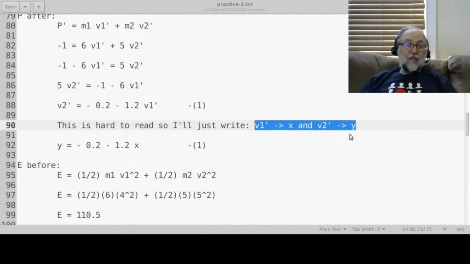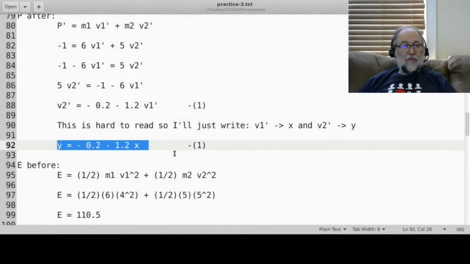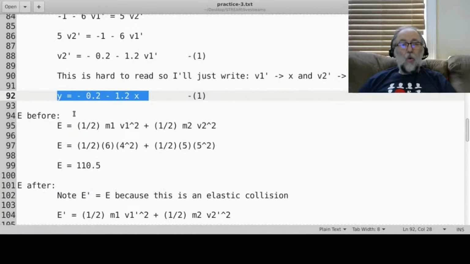I don't know why I called it X and Y. Don't confuse this with X and Y coordinates. I just chose two variables, and again, it's just because it makes it so much easier to see the equation. So equation number 1 is basically that one right there, where Y is V2 primed and X is just another name for V1 primed.